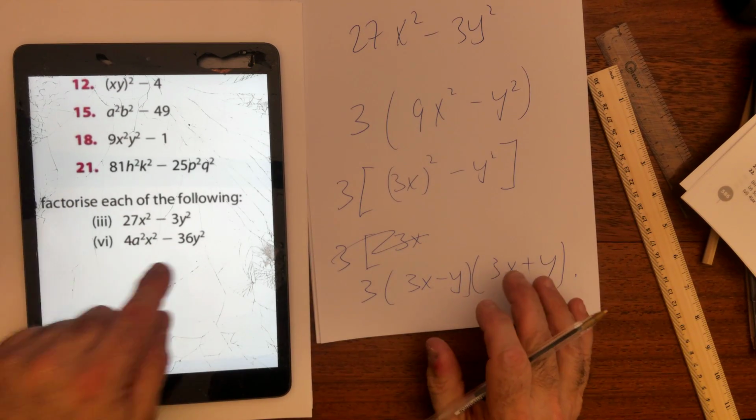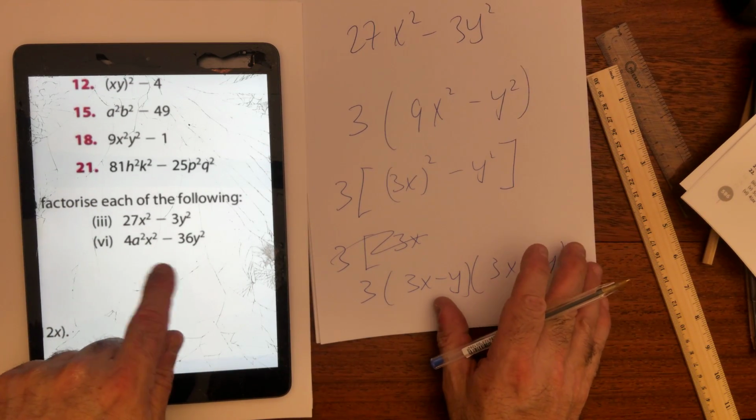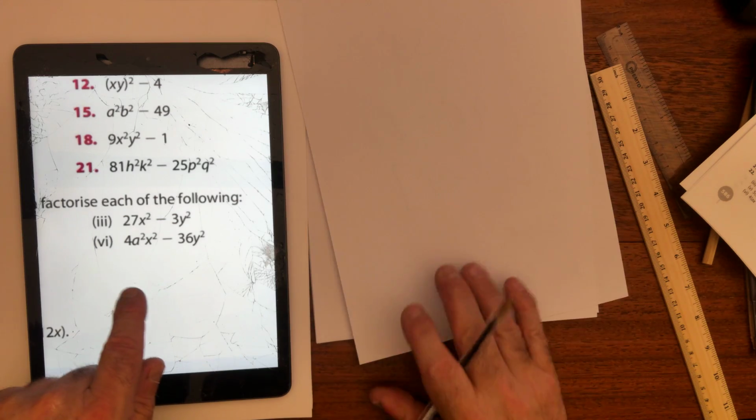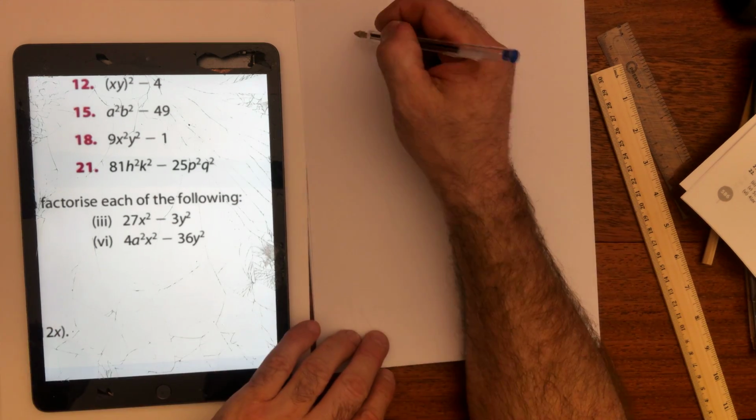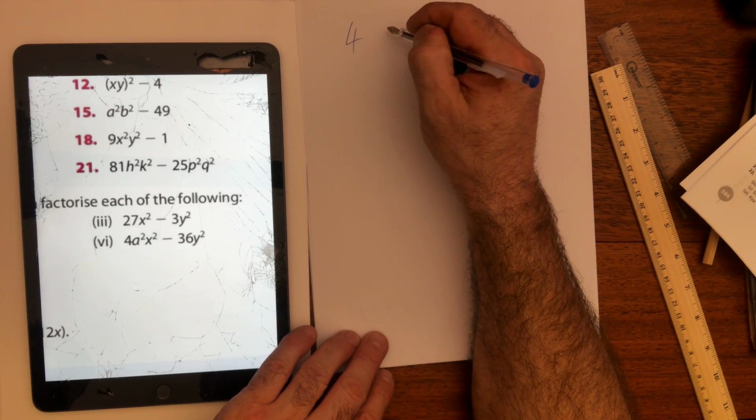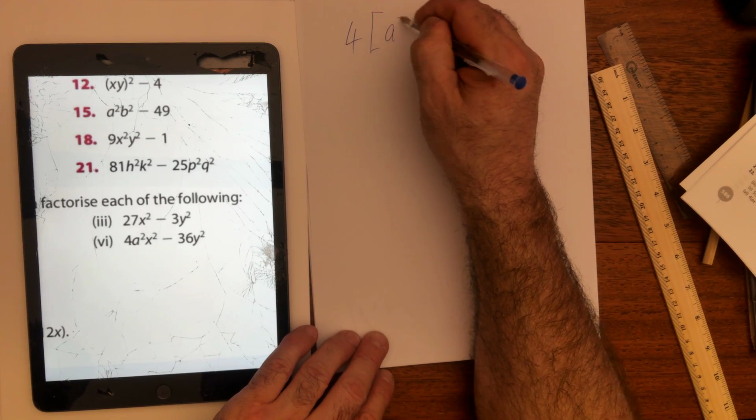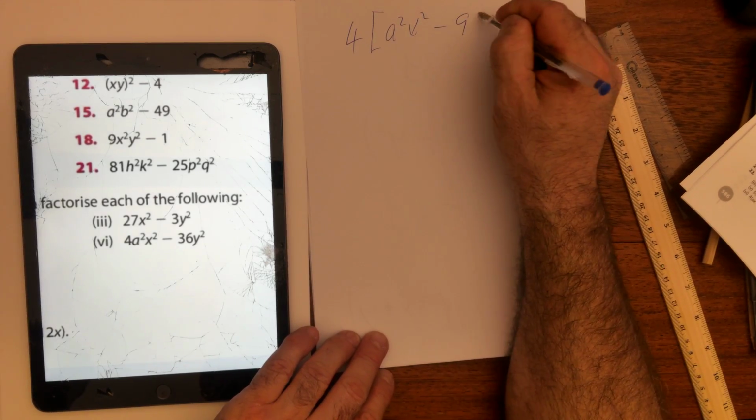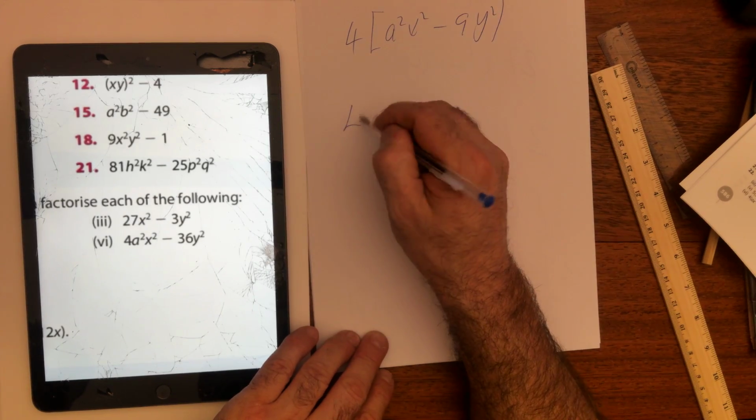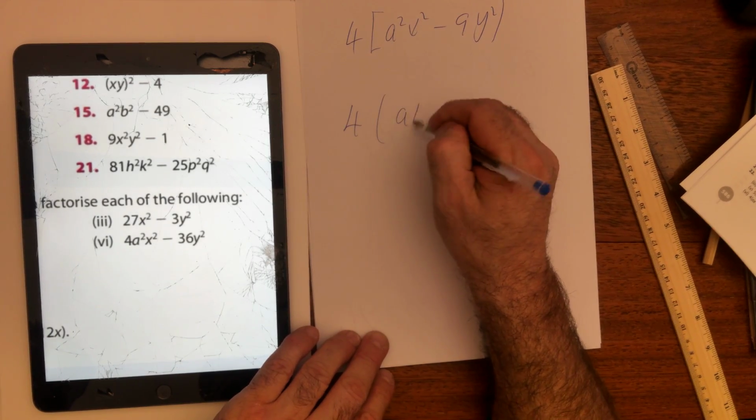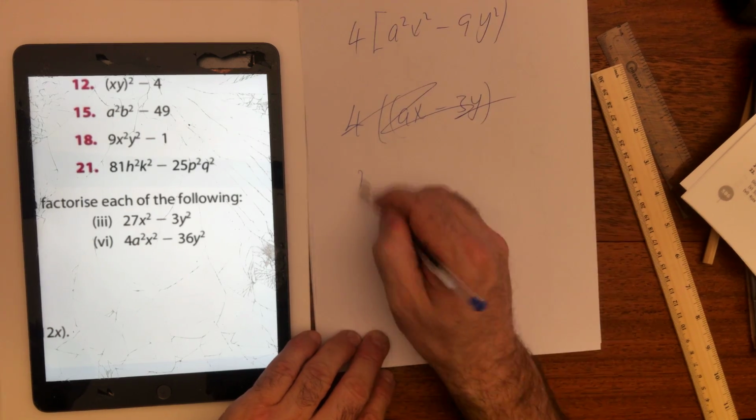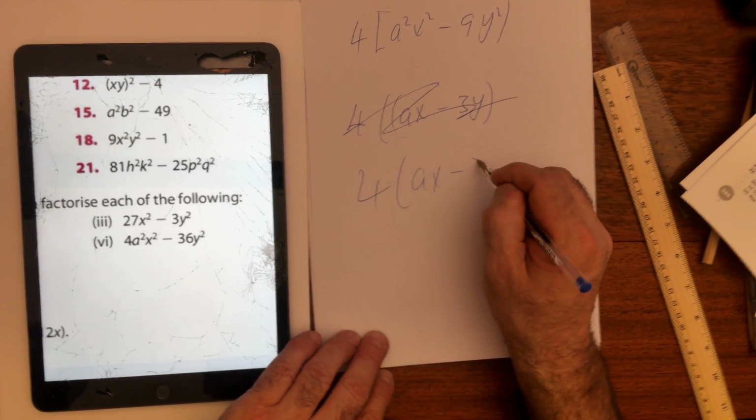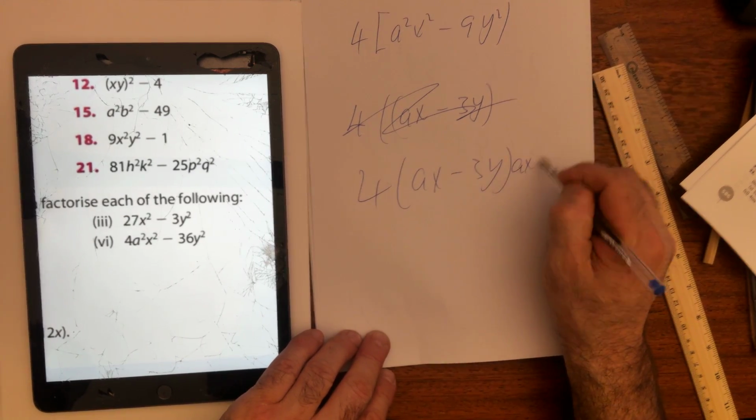Okay, the 4 will come out. No, you don't have to take the 4 out. That's interesting though, the 4 could have come out, and you'll get the same answer either way. The 4 could have come out, leaving 4 times (a squared x squared minus 9y squared), which is 4 times (ax minus 3y) by (ax plus 3y).